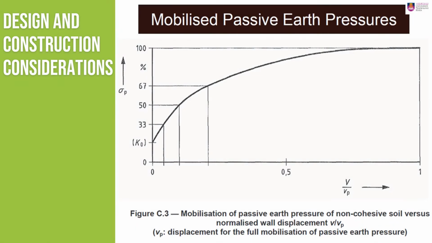For mobilized passive earth pressure, this is the value that you might take for consideration. The mobilization of passive earth pressure of non-cohesive soil versus normalized wall displacement v over vp, where vp is the displacement for full mobilization of passive earth pressure.